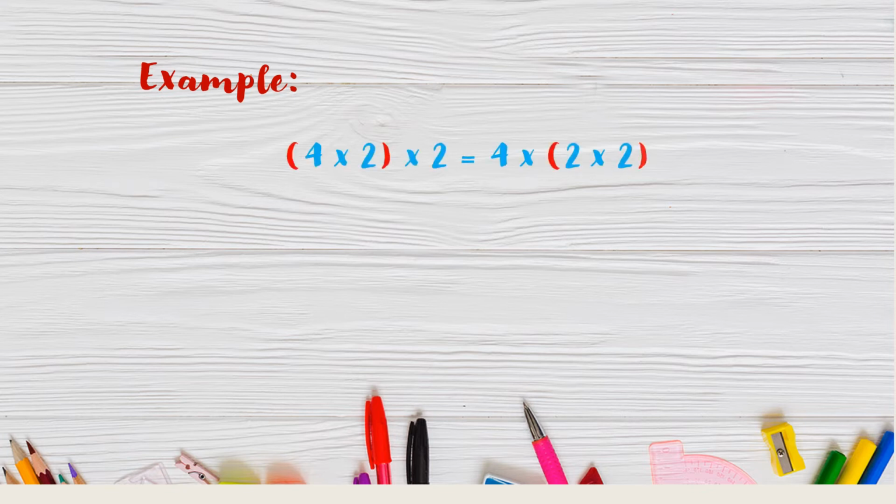Another example. The quantity of 4 times 2, times 2, is equal to 4 times the quantity of 2 times 2. Let's find out if both sides of the expressions are equal. The quantity of 4 times 2 is equal to 8, times 2. 8 times 2 is equal to 16. The quantity of 2 times 2 is equal to 4, times 4, that is equal to 16. Therefore, both expressions are equal.